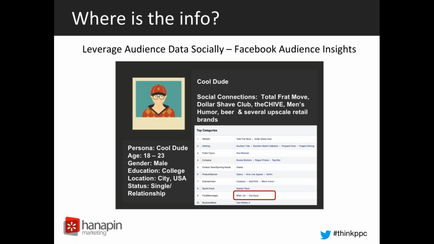Another really cool insight that's offered by our social engines is the ability to see where our audience is hanging out. Still in the Facebook audience insights, we can head over to our page likes tab, and this is where we can really get insight by categories into where our audiences are hanging out. And we can use this data to recommend interests to target within custom audiences. A good portion of my cool dudes like Miller Lite.